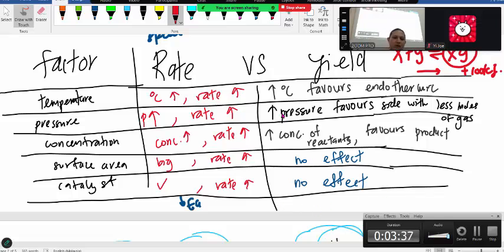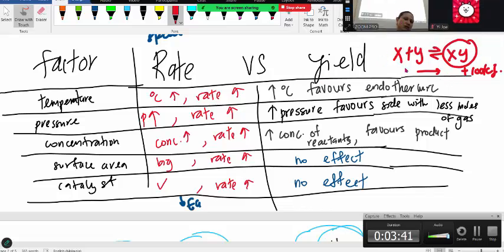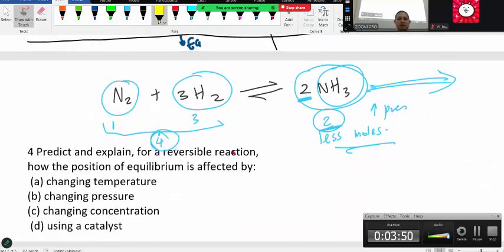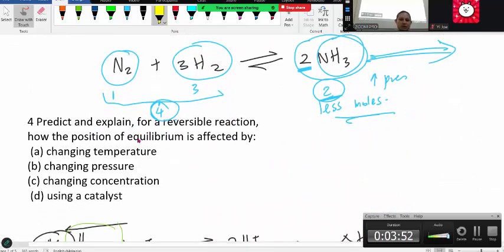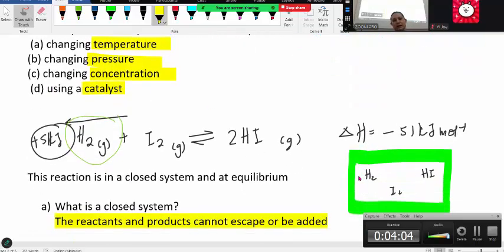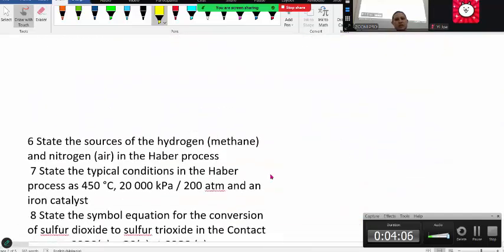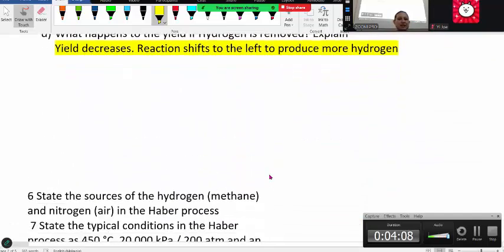So when the concentration of the reactant is high, that means a lot of reactant. I add a lot, and then it will favor the forward reaction. So last week we talked about all of these factors. We used reversible reactions in terms of temperature, pressure, concentration, and catalyst. All right. So today we're going to look at specific examples.